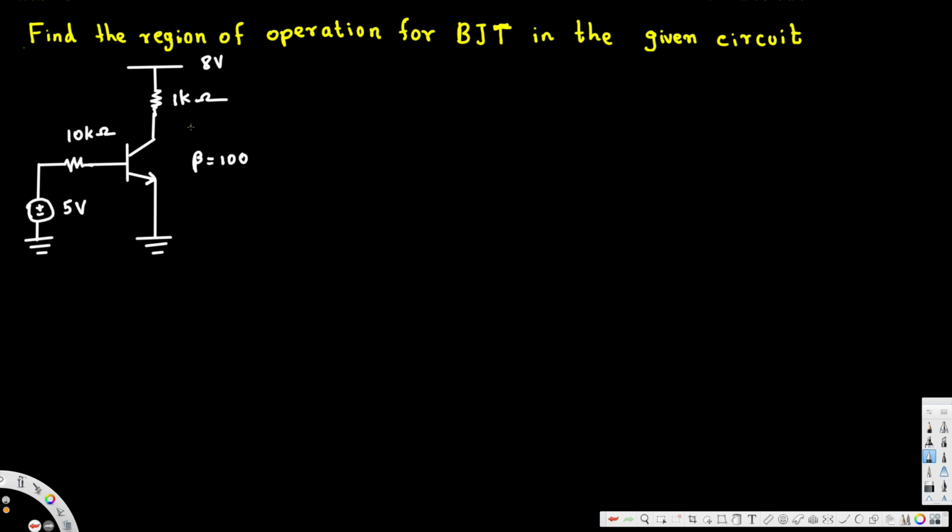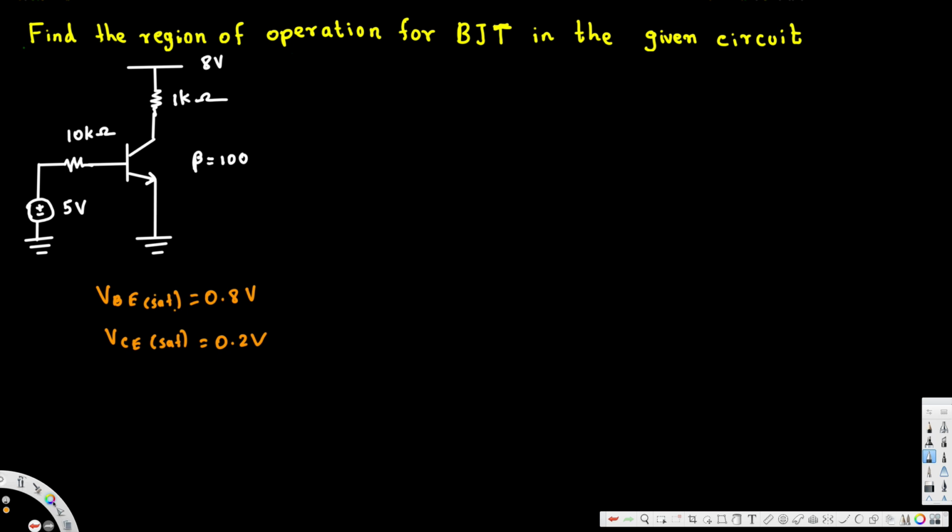Now if we assume this is in saturation mode, there are two things we have to remember. If it's in saturation mode, then VBE is equal to 0.8 voltage, and VCE saturation is equal to 0.2 voltage. And if you assume this is in active mode, this VBE is 0.7 and there will be nothing for VCE. Okay, that's the difference.